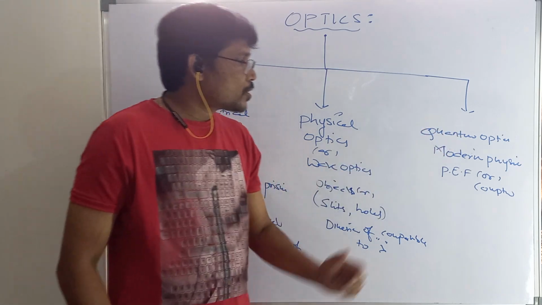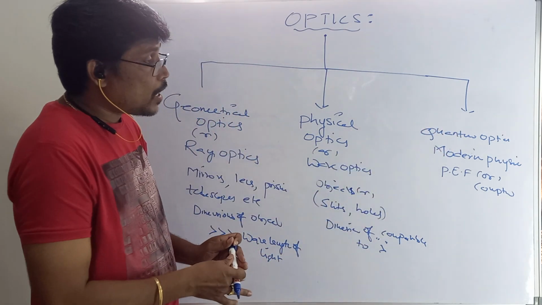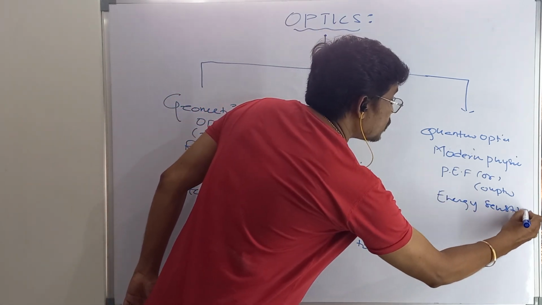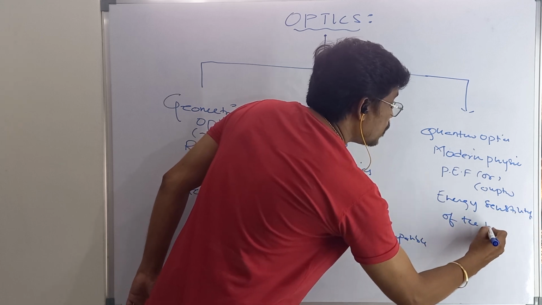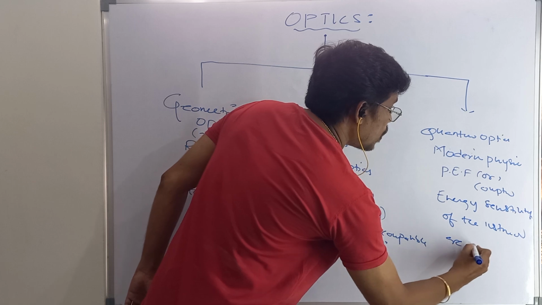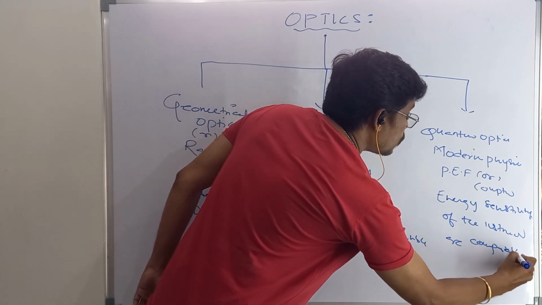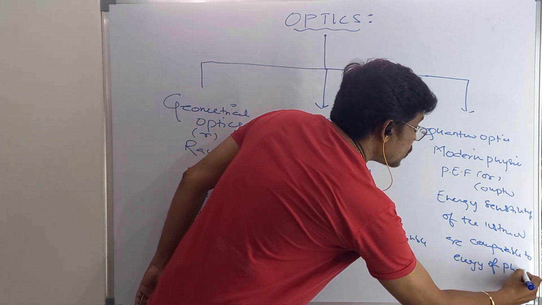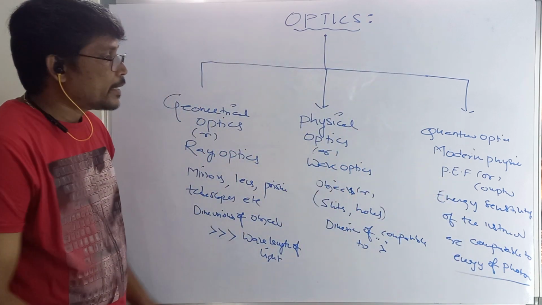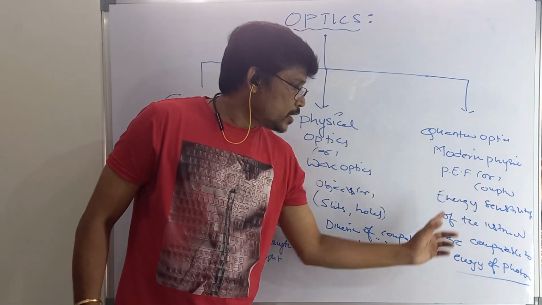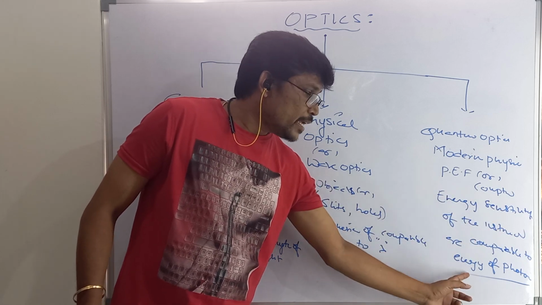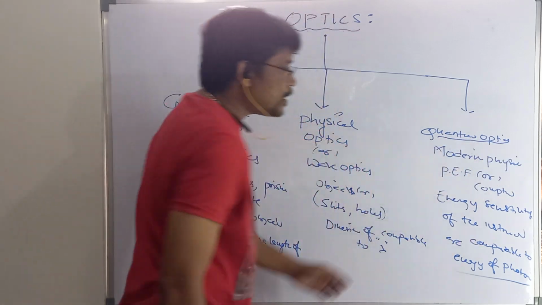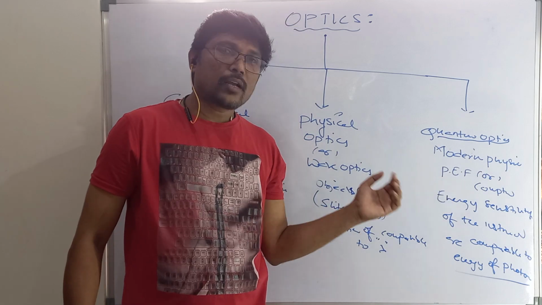Coming to quantum optics. In quantum optics, if the energy sensitivity of the instruments is comparable to the energy of the photon, then it is considered as quantum optics. That is what we use in modern physics, like the photoelectric effect and the Compton effect.